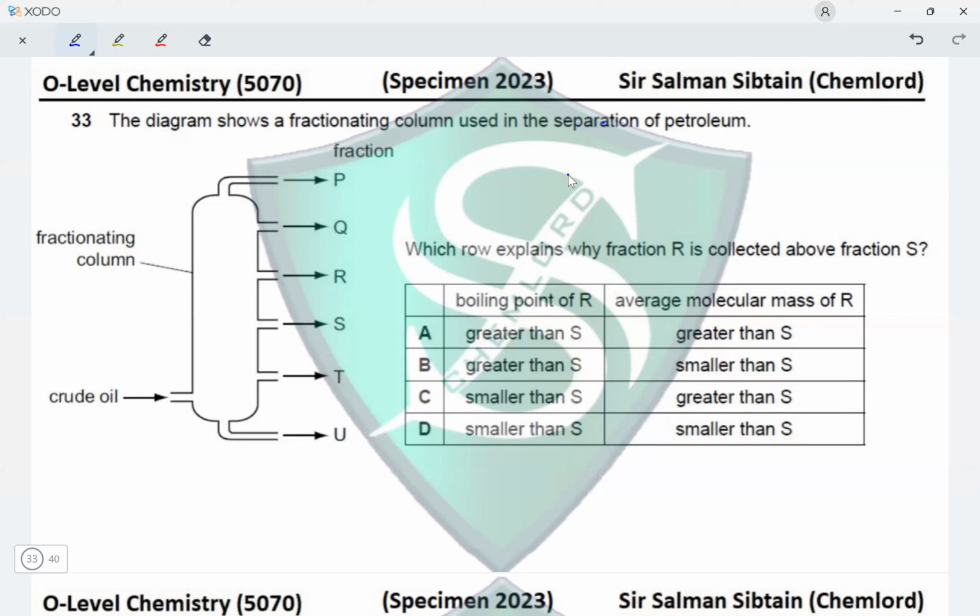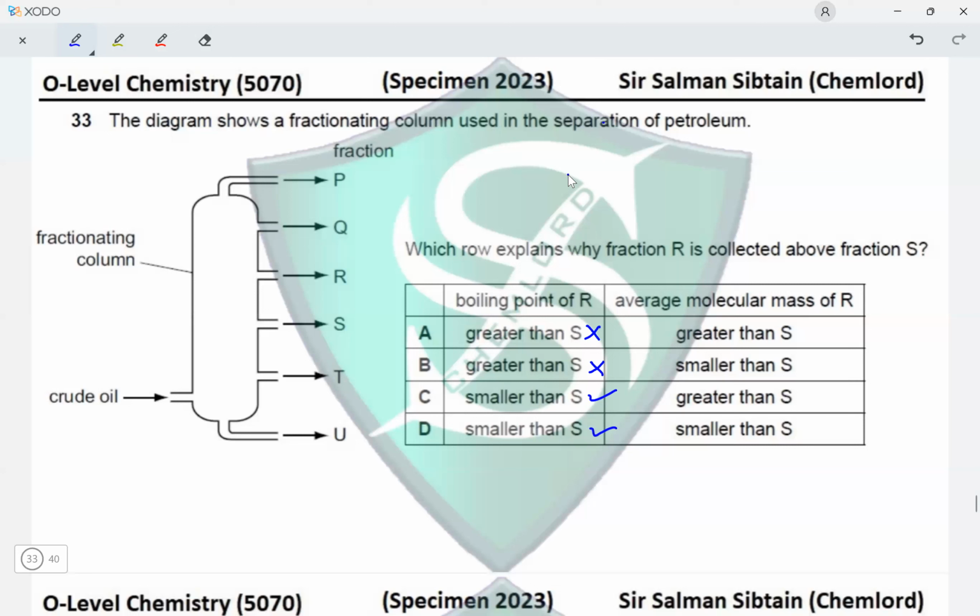So our question is asking us which row explains why fraction R is collected above fraction S. This means that fraction R must have a boiling point that is lesser than fraction S, right? And it must have a molecular mass which is also lesser than fraction S. So both the boiling point and the average molecular mass of R must be lesser than S. Here the terms used are greater and smaller. So they both must be smaller than S. So option A, greater than S, wrong. Option B, greater than S, wrong. Option C, smaller than S, yes. Option D, smaller than S, yes.